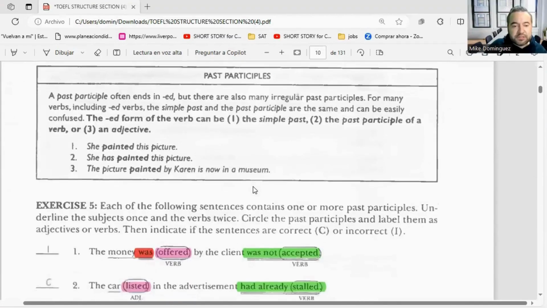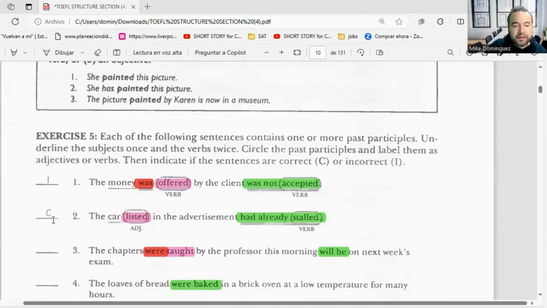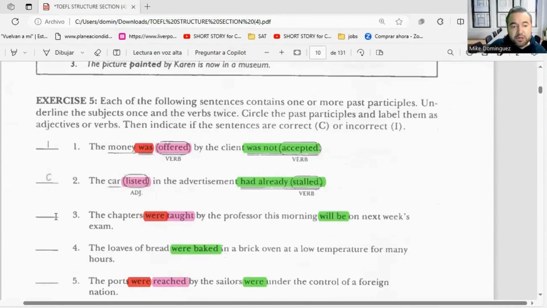These are the answers. Okay, number 1 is incorrect. Number 2 is correct, but those are the sample sentences. Number 3 is incorrect because there is no need of the auxiliary verb or the helping verb were. Taught is the adjective, not the main verb. The main verb is will be.